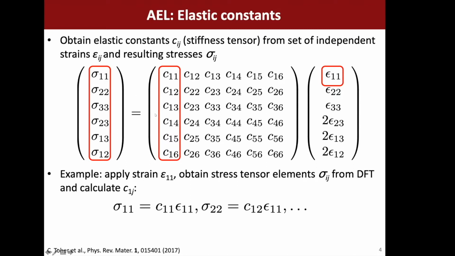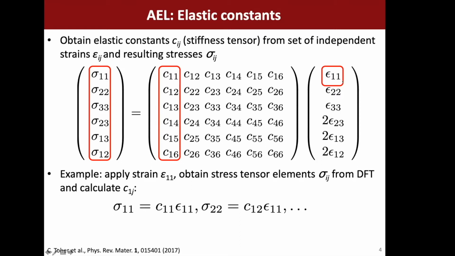So to give you an example, if we apply a strain (1, 0, 0, 0, 0, 0), so this is a normal strain essentially along the x direction. You then calculate the stress tensor, so you get the full stress tensor from a DFT calculation. In this case, VASP will give you the full stress tensor. Then for each one of those, you can obtain C11, C21, C12, and so on. So you can obtain this full column of the elastic tensor.